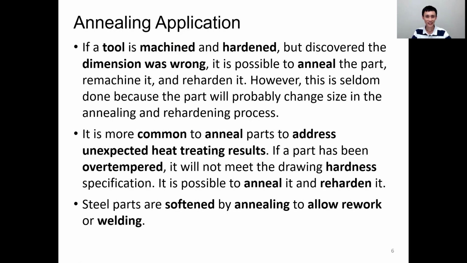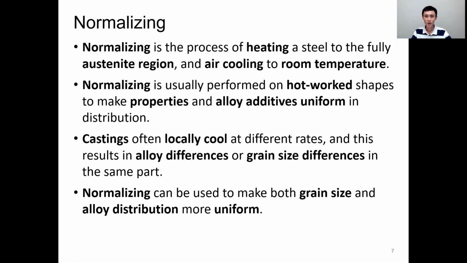So this is annealing. And normalizing is similar to annealing. The only difference is that instead of letting the material cool down in the furnace, we let the material cool down in air. Normalizing is the process of heating the steel to the austenitic temperature and letting the material cool down at room temperature, in air.